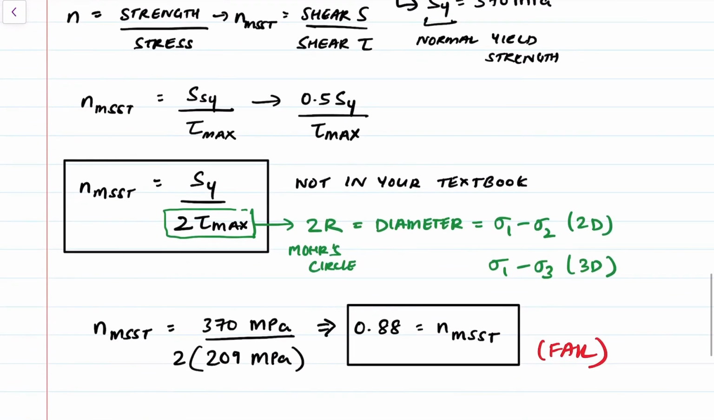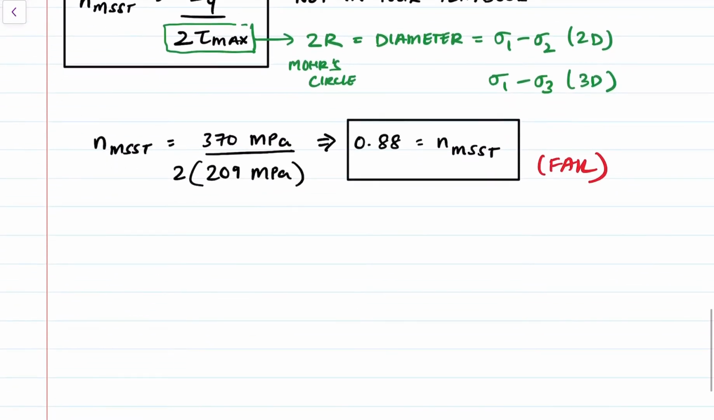So the only way to fix this is to either use stronger material or to reduce the load that you're applying to the countershaft gears. Okay. Now, let's look at the distortion energy method.